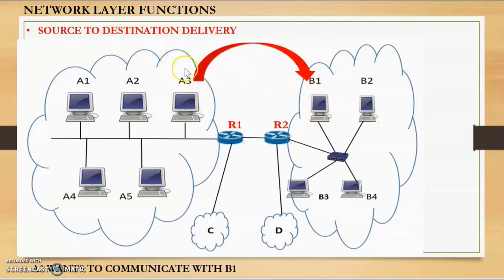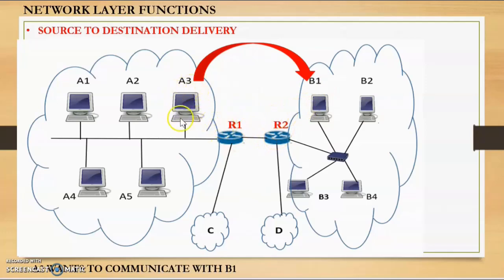So the network layer is concerned with source to destination delivery. Or in other words, we can say that it is concerned with machine to machine delivery. That is, it is concerned with how a machine in one network can communicate with another machine in another network. Now A3 cannot send the data directly to B1. It has to go through intermediate nodes. That is, A3 will first send to R1 and then R1 will send to R2 and so on.